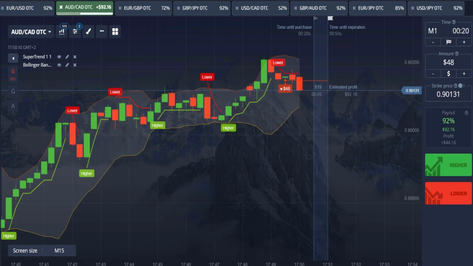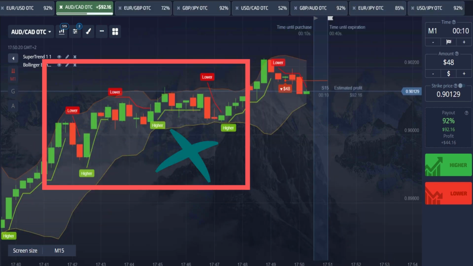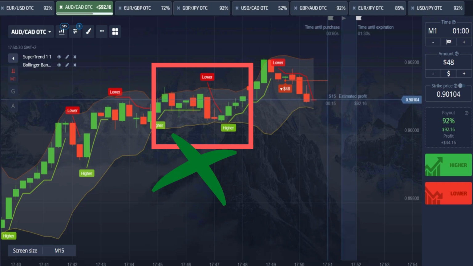Important notes. Use a 15-second candle time frame for this strategy. The trade expiry time will always be 1 minute. If a candle doesn't close outside the Bollinger Bands before the Supertrend signal, do not trade. Avoid trades when the Bollinger Bands are flat or narrow, even if the setup looks correct.